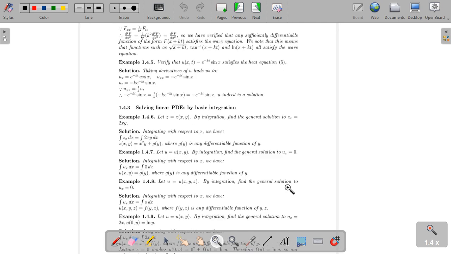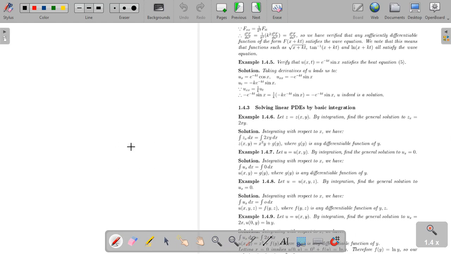So now we are given that u is equal to exponential minus kt then sine x. We want to know if it satisfies the heat equation. The heat equation says u of xx is equal to 1 over k, there is no square in this one, u of t, like this.